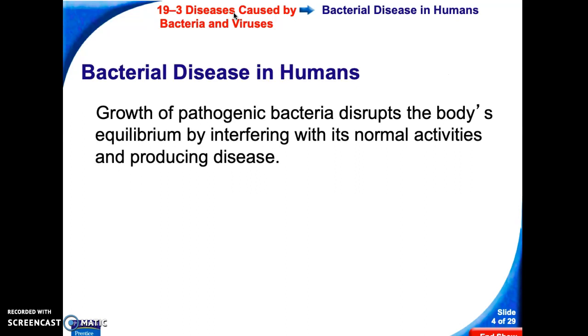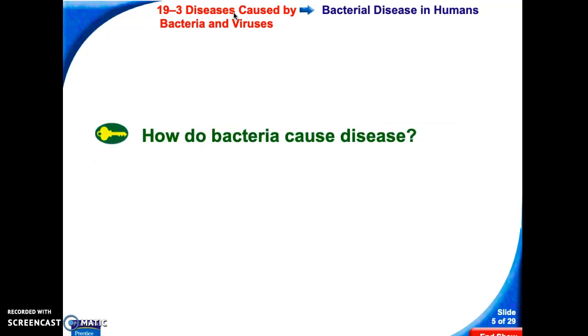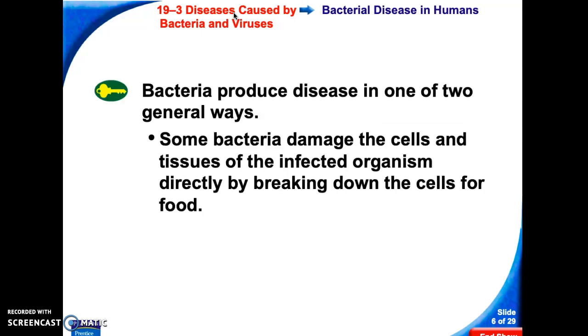So bacterial disease in humans. The growth of a pathogenic bacteria disrupts our body's equilibrium. Basically, our homeostasis gets completely disrupted when we have a bacterial disease or when we have a virus as well. And basically, it interrupts our normal activities in order to produce more disease. So how does bacteria cause disease? Well, we have a couple of ways it can do it.